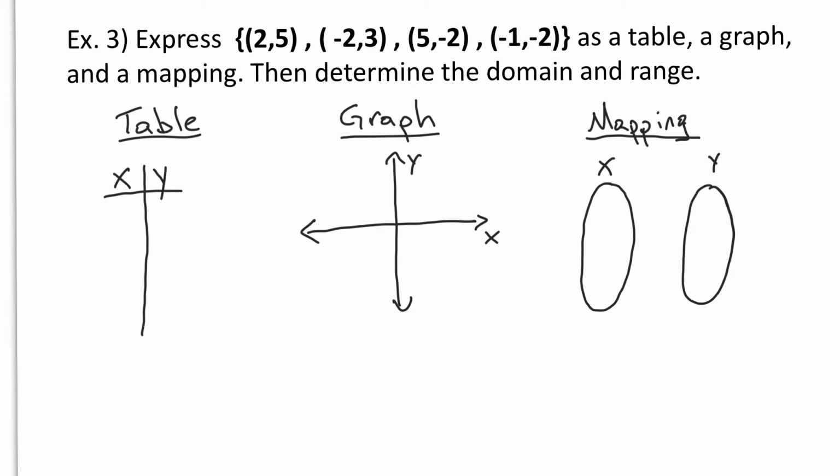So in this example, we have a set or a list of ordered pairs. You guys see the ones inside of the brackets. And usually that's what we use when we have a set, brackets. So we have one point at 2, 5. The second point, negative 2, 3. The next one, 5, negative 2. And the next one is negative 1, negative 2.